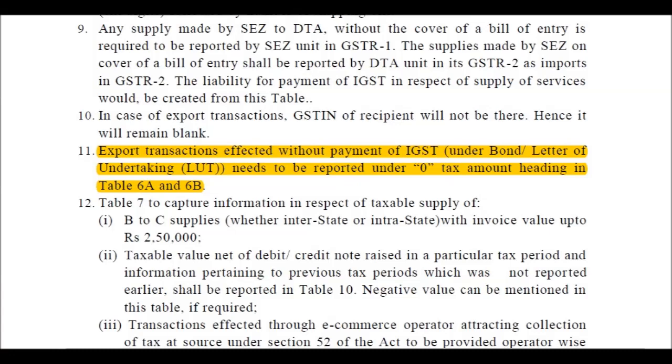Why? Because there is an instruction in the GSTR1 table. When you see the instruction in GSTR1, it is clearly mentioned that in case you are exporting goods or services without payment of tax, you have to mention the zero amount in the tax column so that it will be processed. When you do this, it means that you are exporting the goods without payment of tax, and your processing of refund will be done accordingly.